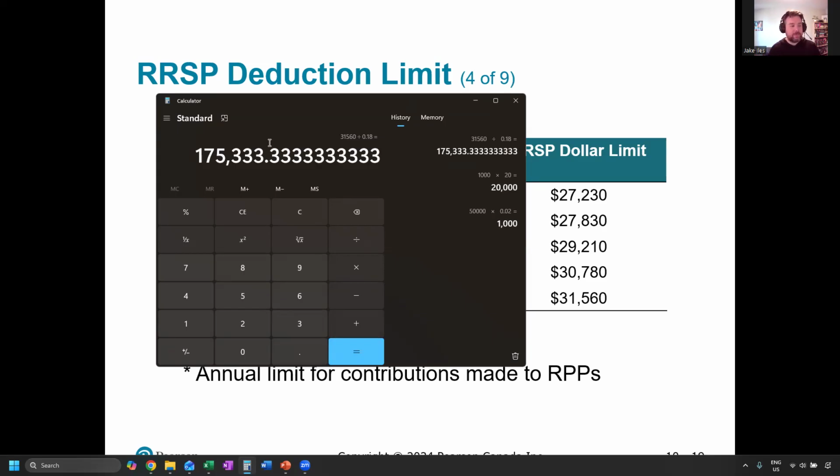So for most of us, we're not really hindered by the dollar limit. It's just based on our income. Anyone who makes up to 175,000 can save 18% of that earned income by contributing to their RSP.